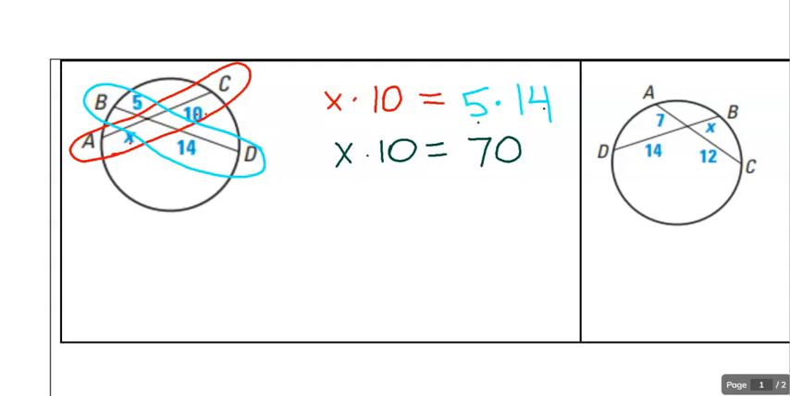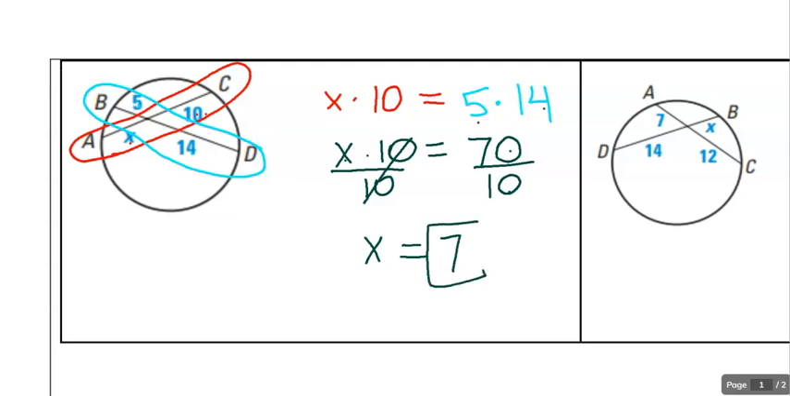Now, to get x alone, we always want to do the opposite math operation. The x has a 10, and it's being multiplied. So the opposite operation is to divide by what you want to get rid of. So I'm going to divide by 10. Those are opposites. And we have to do the same thing to the right side. Divide by 10. So x is on the left, and 70 divided by 10 is 7. And so that's the missing length that we found. Okay? Let's look at another example.